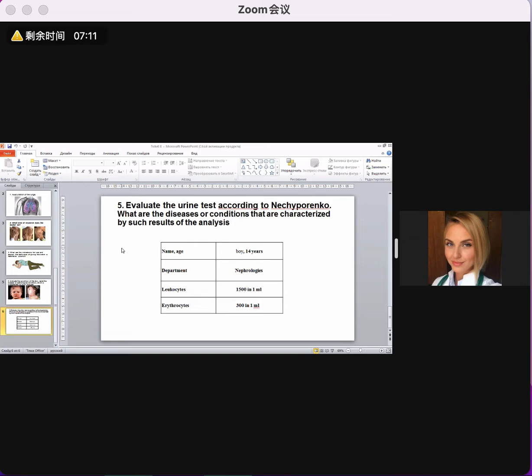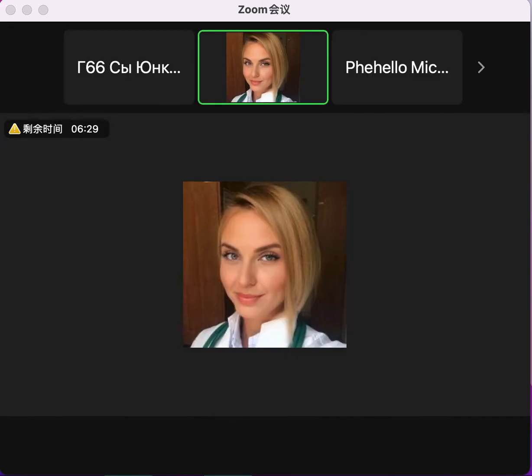But sometimes we receive an analysis with leukocytes 10 to 15, yes? So this is more than normal, but we can't say what this is. It's too little, hard to diagnose. So to clarify the changes we do the Nechiporenko test. In 1 milliliter of urine we will see leukocytes and erythrocytes. Okay, next.